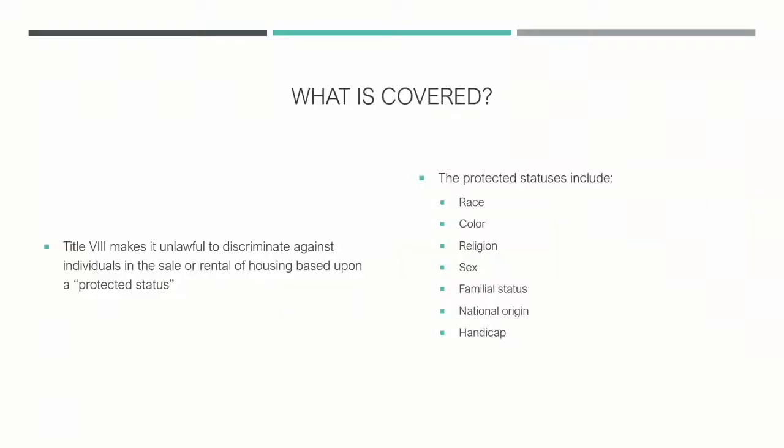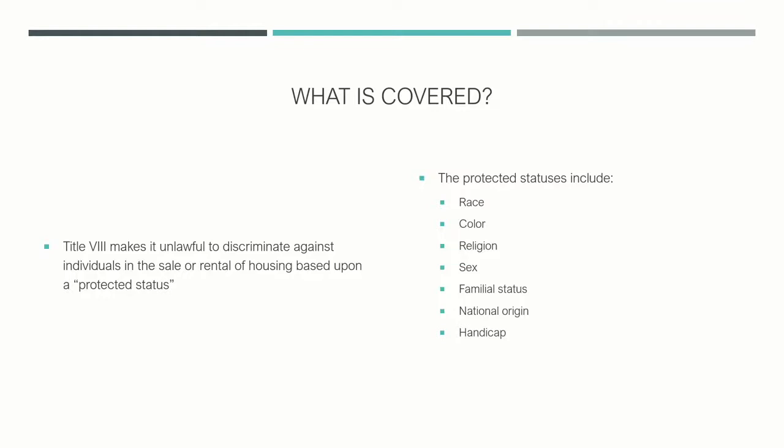So as I just mentioned, Title VIII, that is the Fair Housing Act, Title VIII of the Civil Rights Act. It makes it unlawful to discriminate against individuals in the sale or rental of housing based on a protected status. Now, Derek, what are the protected statuses that are included in the Fair Housing Act?